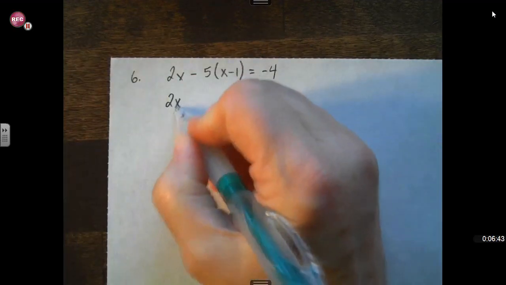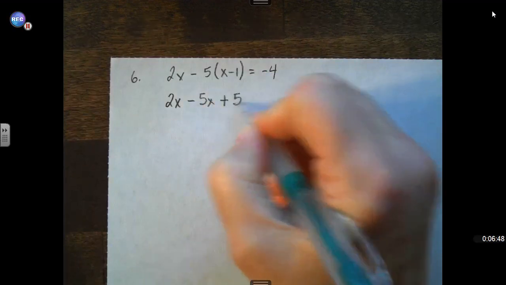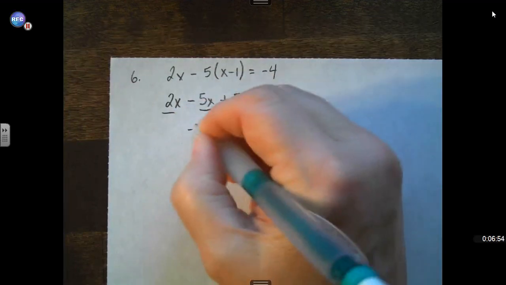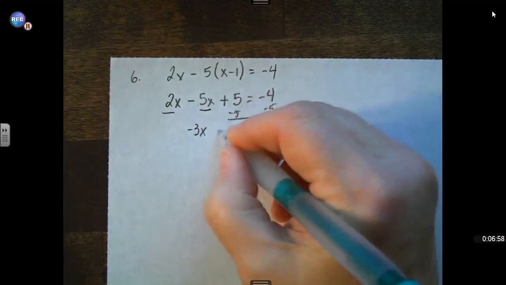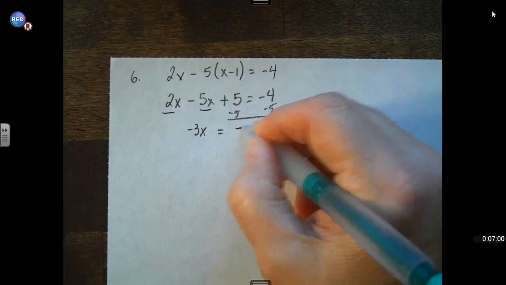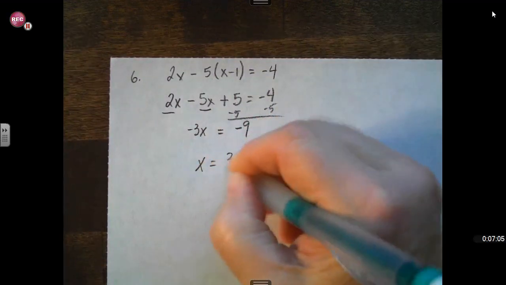Okay, so that's going to be 2x minus 5x plus 5, because I have to distribute that negative. Okay, combine like terms, -3x, subtract 5 from both sides, and I get -3x equals -9. And then divide by -3, x is 3.